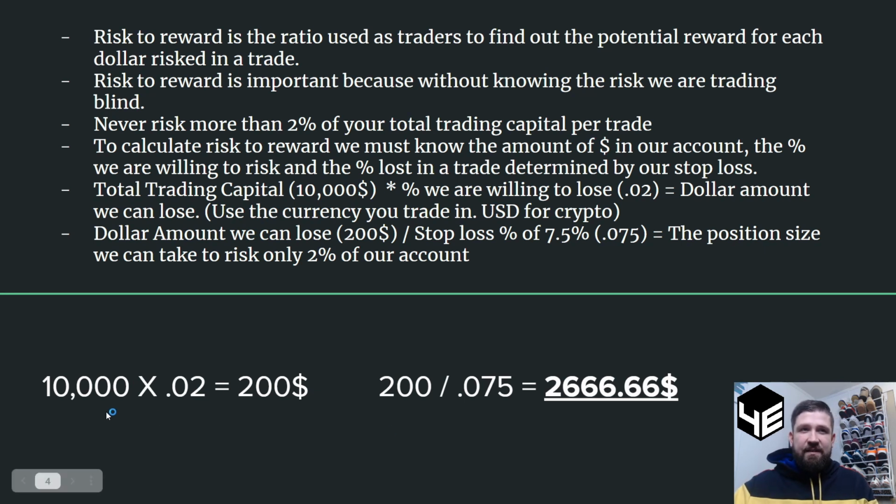So let's go over this again. $10,000 times 0.02 equals $200. You take that $200 divided by 0.075, and that gives us the position size of $2,666.66. Now all you have to do in your trades is plug in your own numbers: your trading capital, the percent that you're willing to lose, which is 2%, and then the percentage of your stop loss, dividing by that number. And you'll come up with the position size.